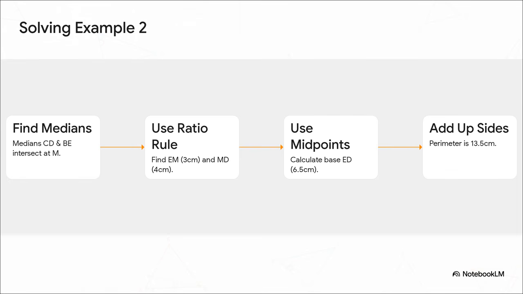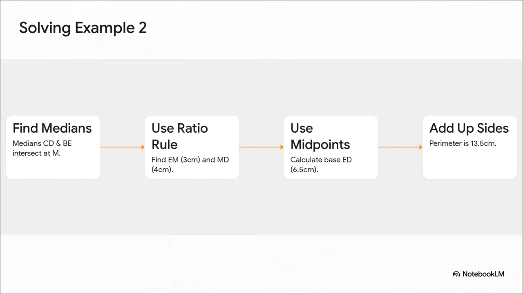Let's find the perimeter of that tiny internal triangle EMD. Step 1. We see medians CD and BE intersect right at our centroid M. Step 2, we use our secret ratio rule. We know the whole line BM is 6 centimeters, so the shorter piece from the base, EM, has to be half of that, 3 centimeters.